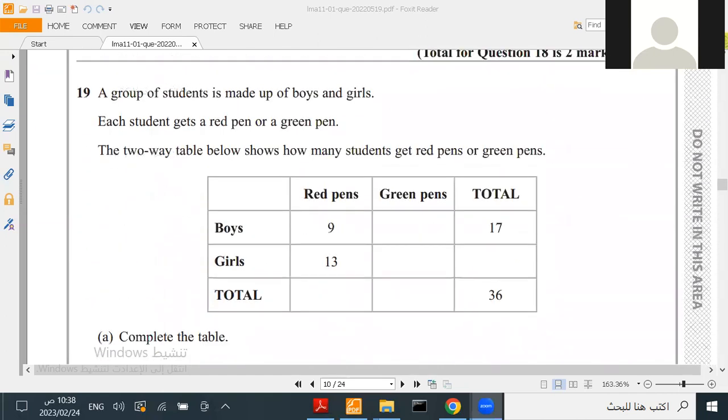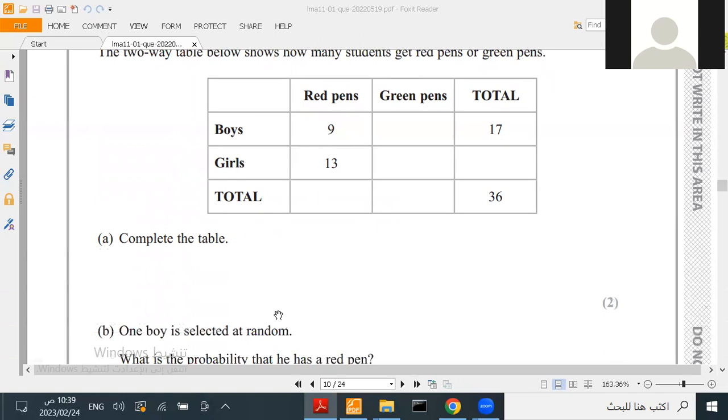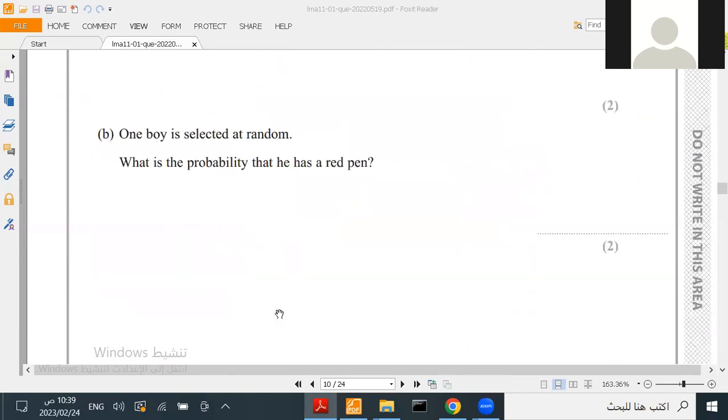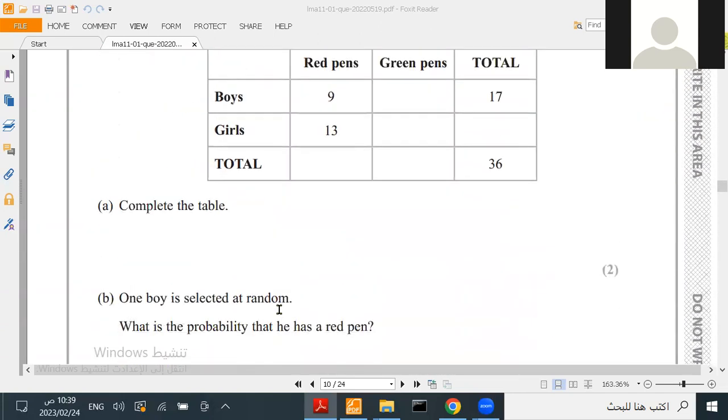Question 19. Focus on this, okay? A group of students is made up of boys and girls. Each student gets a red pen or a green pen. The two-way table below shows how many students get red pens or green pens. So here I have a two-way table that shows you how many each one takes. First thing, complete the table. Let's complete the table and then we will talk about the other questions. Okay? Wait, let's put it like this so we can see the question. First, let's complete the table together.